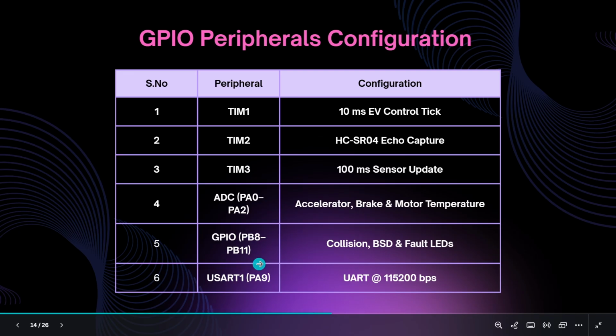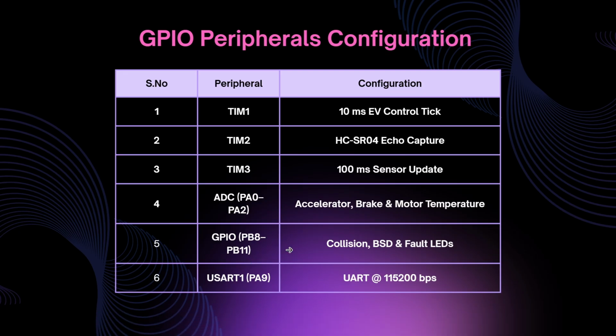Finally, USART1 using the pin PA9 is configured for the baud rate of 115,200 bits per second for serial communication between the STM32 and the Python dashboard. These peripherals work together, providing the sensing, processing, indication, and the communication throughout the project. Now that the peripherals are configured, let's see how the sensor values are acquired using the ADC.